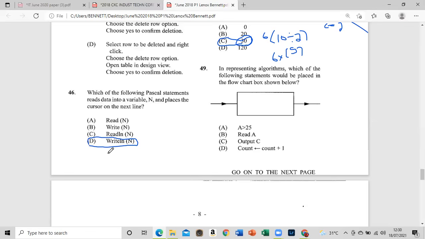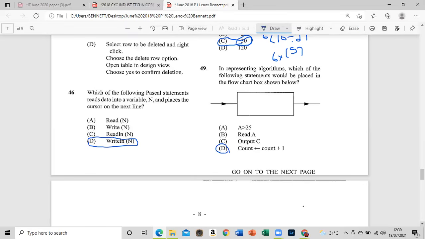All right, type in the answers. More people type in answers, please. All right, so that is indeed correct. If you said D, you are indeed correct. Very good. All right, let's go.